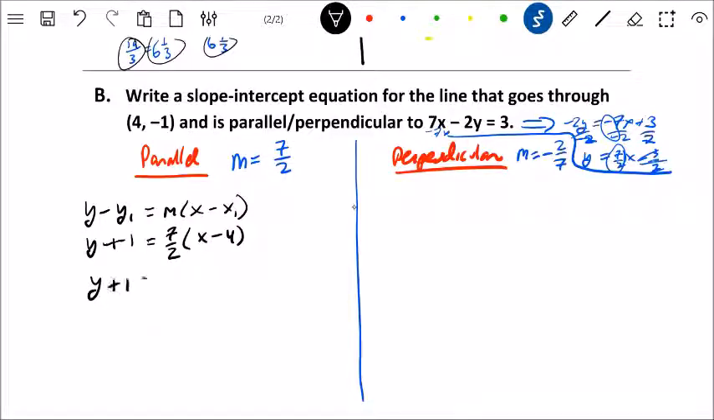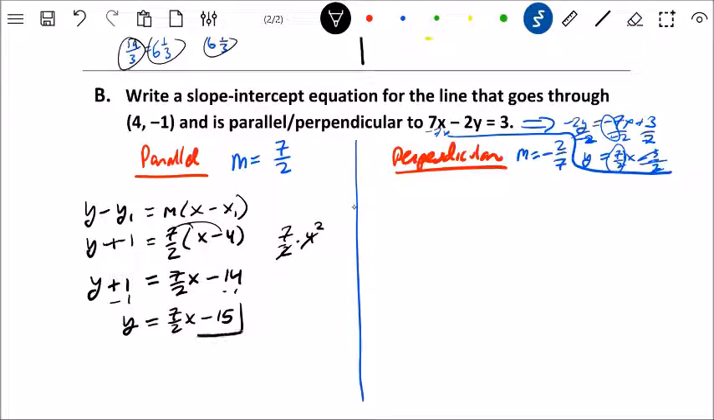Now I'm going to multiply it out and multiply 7 over 2 times both of those. And 7 over 2 times 4, the 2 goes into the 4 twice. So we have 7 over 2 times the 4. 2 goes into that twice, so 7 times 2 is 14. And then I'm going to subtract 1 on both sides. Y is equal to 7 over 2x minus 15. So there we are with parallel.